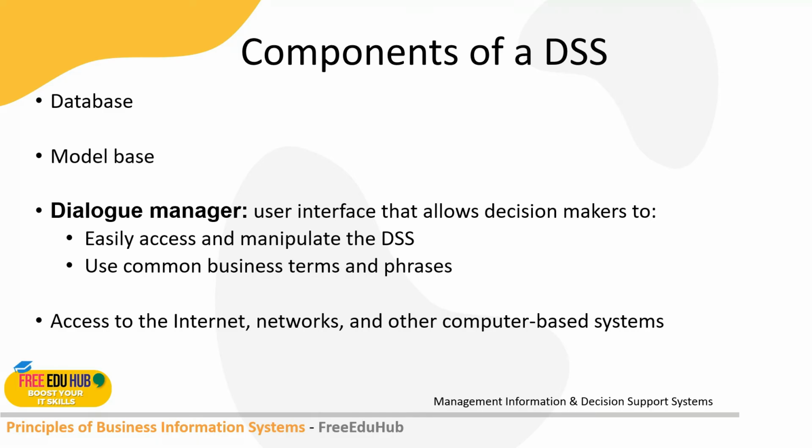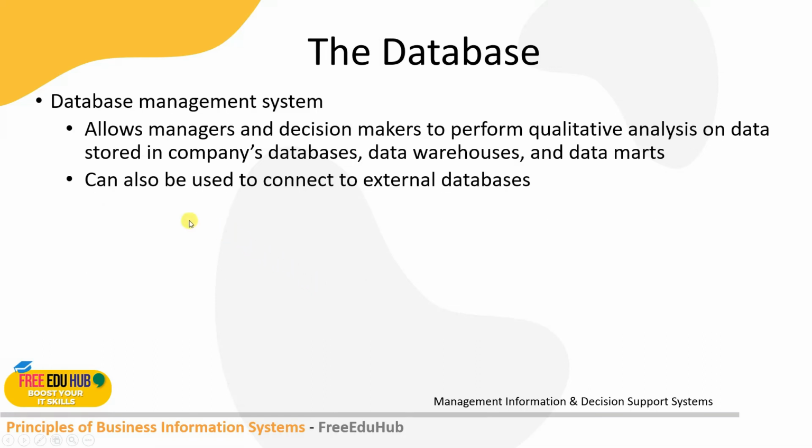It is a user interface that allows the decision makers to easily access and manipulate the DSS. It means that it's an interface to manage the decision support systems. It commonly uses business terms and phrases, and it has access to the internet, networks and other computer-based systems. The database management system allows the managers and decision makers to perform quantitative and qualitative analysis on the data stored in the computer database, data warehouse, and data marts. It can also be used to connect to external databases.